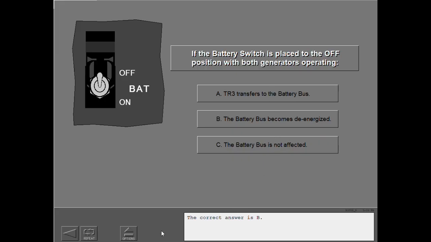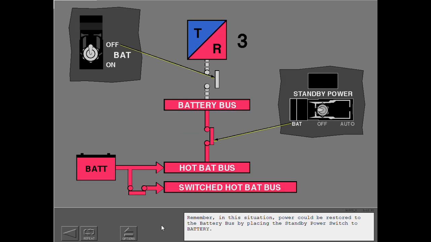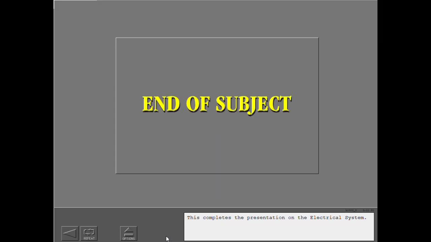The correct answer is B. The off position of the battery switch de-energizes the battery bus. Remember, in this situation, power could be restored to the battery bus by placing the standby power switch to battery. This completes the presentation on the electrical system.